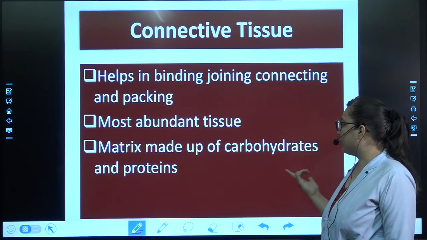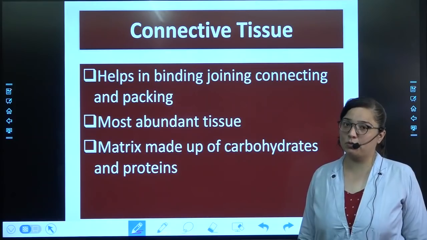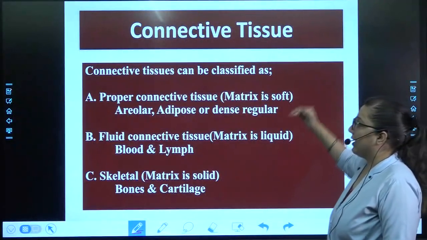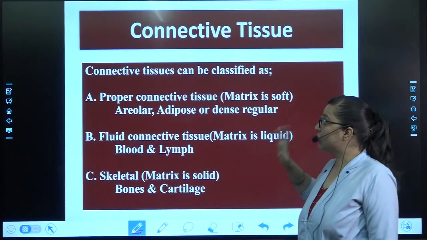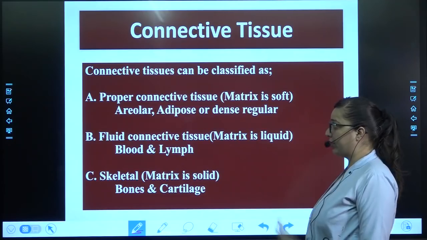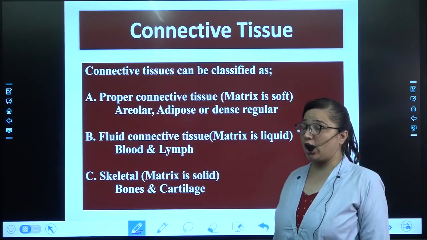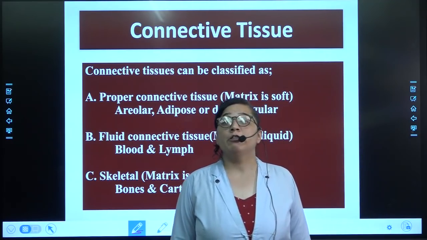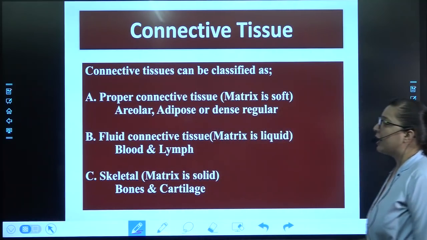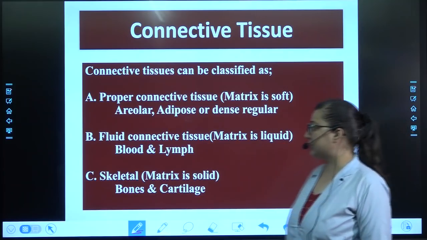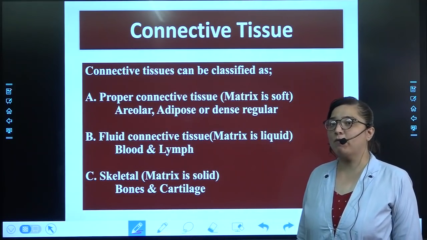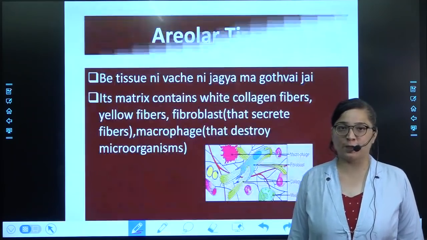What its matrix is made up of? Carbohydrates and proteins. Then next, they are classified into three types, that is proper connective tissue, which is areolar, adipose or reticular. If we talk about fluid connective tissue, then it is of two types, which is blood and lymph. Coming to the skeletal tissue, where the matrix is solid, it is made up of bones and cartilage.